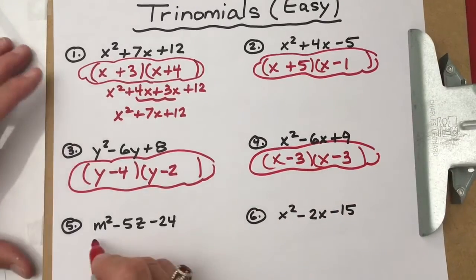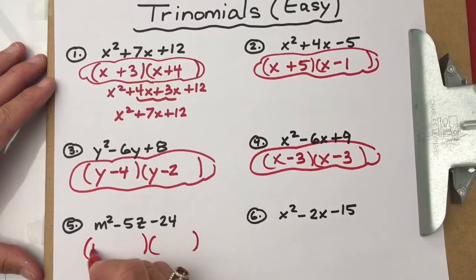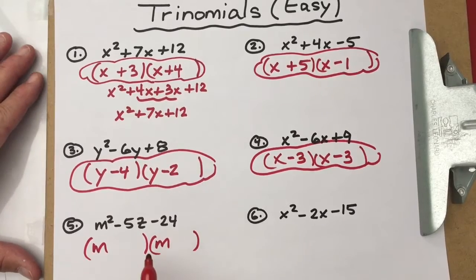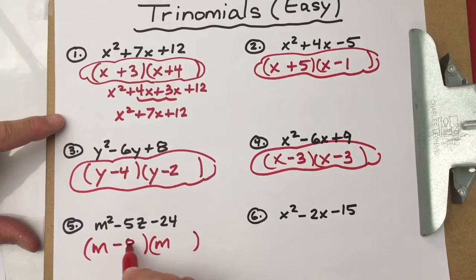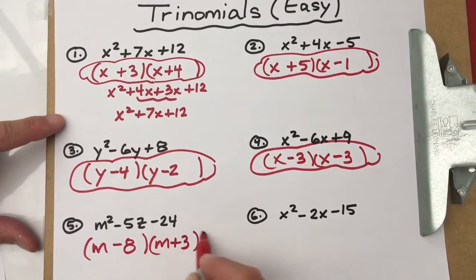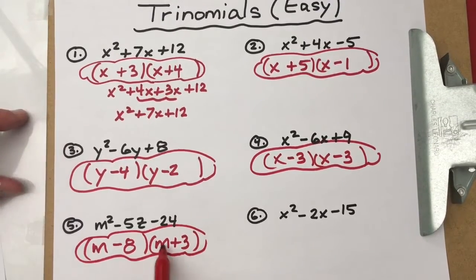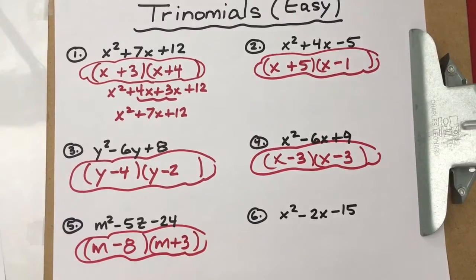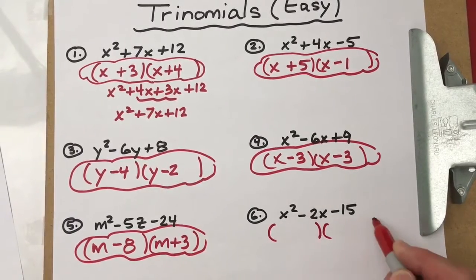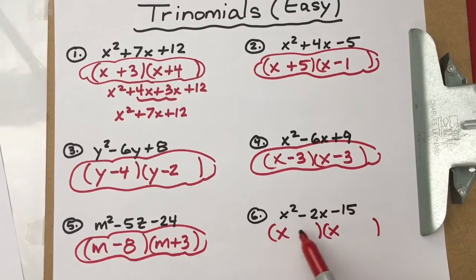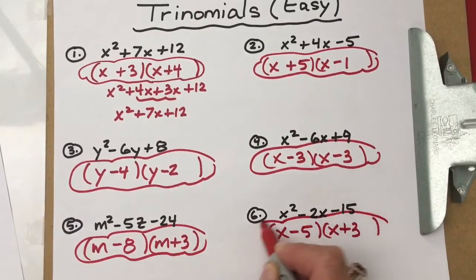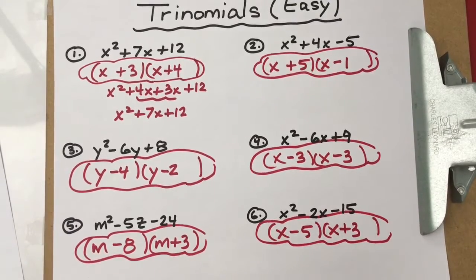Done with that one. Two parentheses, m's go first this time. Two numbers that multiply to give me 24 that add to give me negative 5 are negative 8 and positive 3. Doesn't matter which one you put first because I have the same letter in the front. You could put any number you wanted first. Two numbers that multiply to give me negative 15 that add to give me negative 2 are negative 5 and a positive 3. Again, you have to be very careful with the signs.